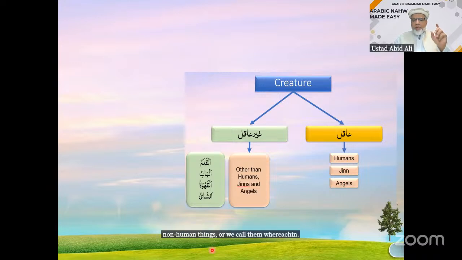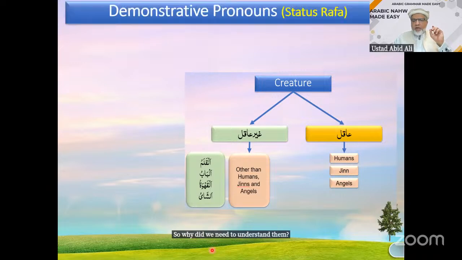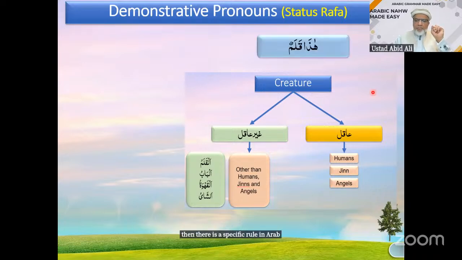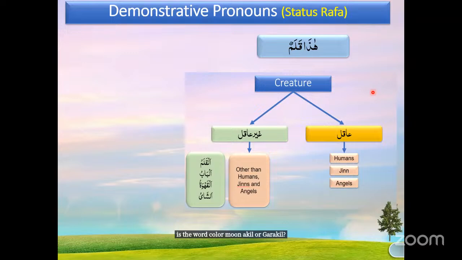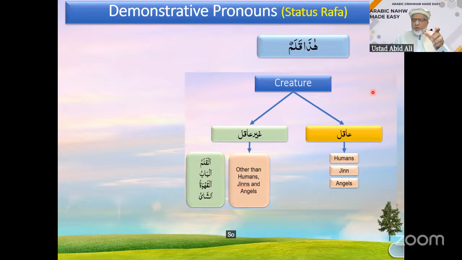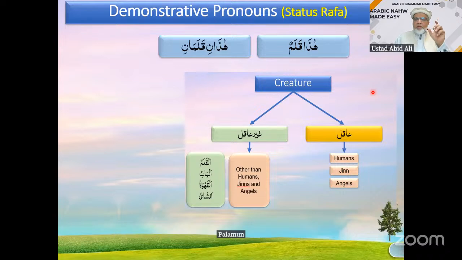So why did we need to understand them? Because when we are dealing with the plural of a non-human or ghair aqil, there is a specific rule in the Arabic language. For example, if I say hadha kalamun, is the word kalamun aqil or ghair aqil? Ghair aqil, right? So when we are dealing with the singular, we had no problem. We use hadha kalamun. When we use the dual, hadani qalamani, no problem, right?